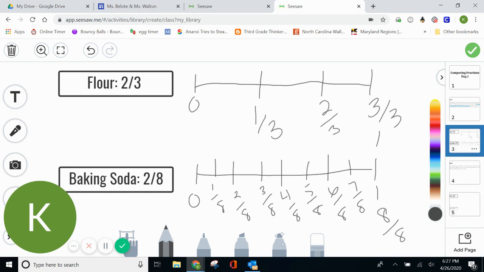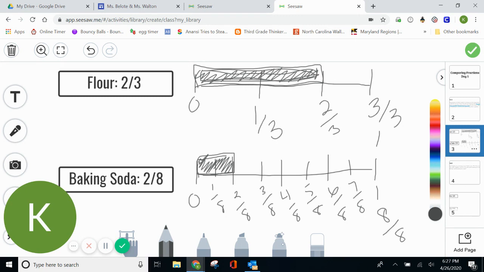Now I need to compare 2/3 to 2/8. So I'm going to draw a box all the way to 2/3, and I'm going to shade that portion of my number line. So right now, this is what 2/3 is going to look like. Now I'm going to do the same thing with baking soda. I need to go all the way to 2/8, which are these pieces. I'm going to shade it in.